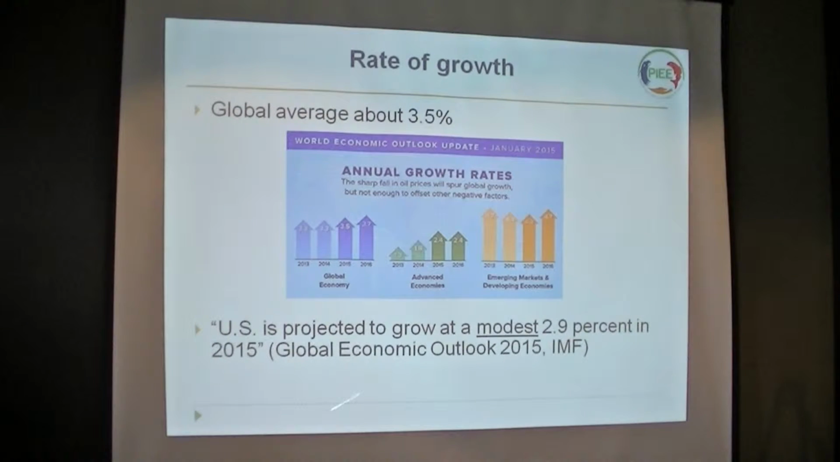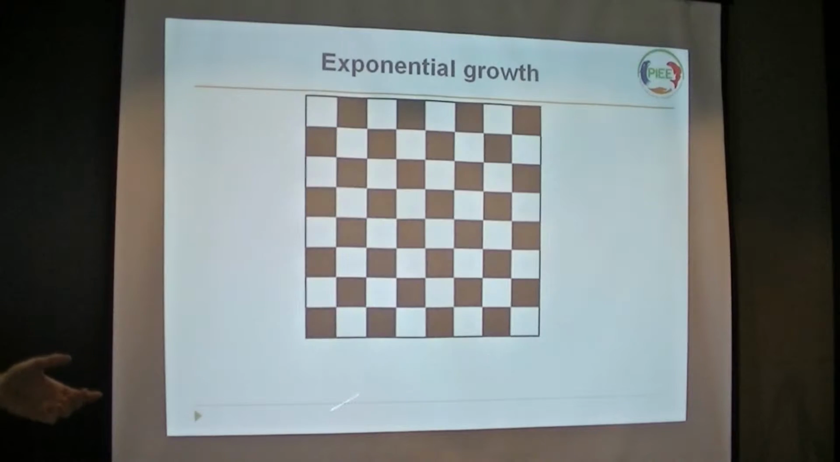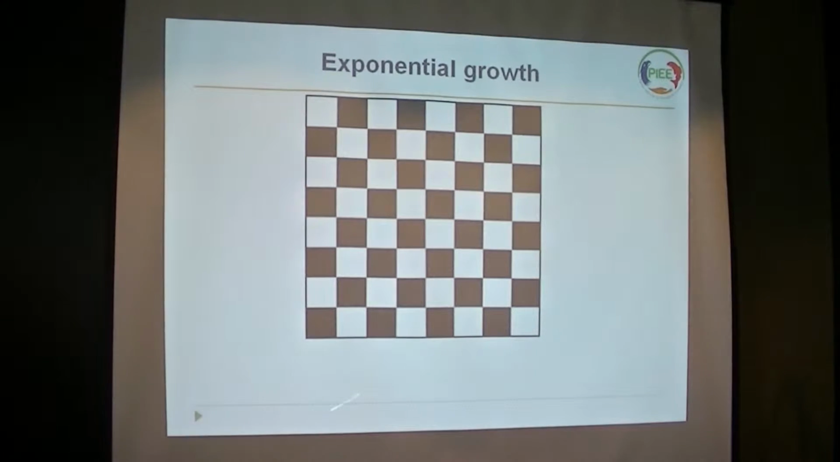According, for example, to the International Monetary Fund, this is a modest rate of growth, so it's not really high. For instance, in 2013, when Canada grew at 1.7%, that's considered very mediocre. It's a very tiny rate of growth. But the question is, is this really so tiny? What is the nature of economic growth? Economic growth is exponential growth.